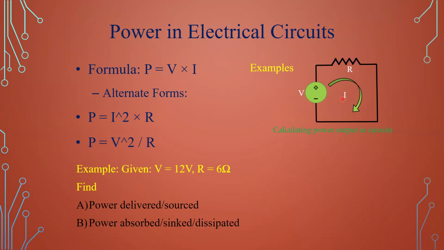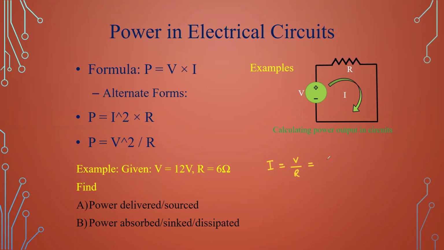So we have to distinguish between what is power delivered or sourced and what is power sinked or absorbed or dissipated. You can see that when you have a voltage source connected to the circuit consisting of a resistor, the resulting current starts to flow. So the power delivered or sourced into the circuit is given by P equals V times I. Now V is known, but I is unknown. So what is the first thing that you would need to do? You will need to calculate the value of I. So I would obviously be V divided by R.